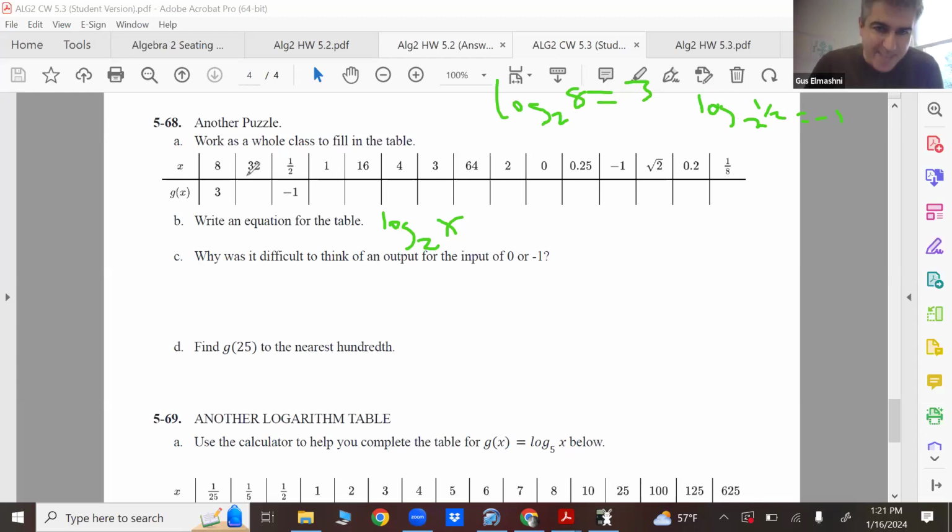This is a little tricky. So that's the equation: log base 2 of x equals y, or x equals 2 to the y power, but let's just leave it like that for now. So log base 2 of 32 is going to be 5. Log base 2 of 1 is going to be 0. Let me just do these for you guys really quickly.